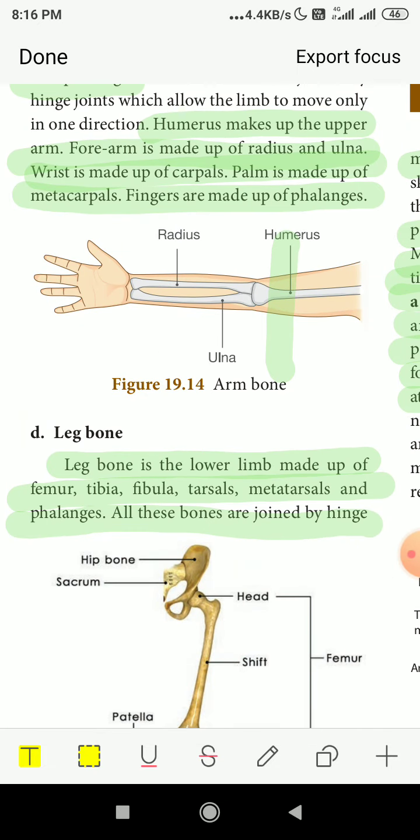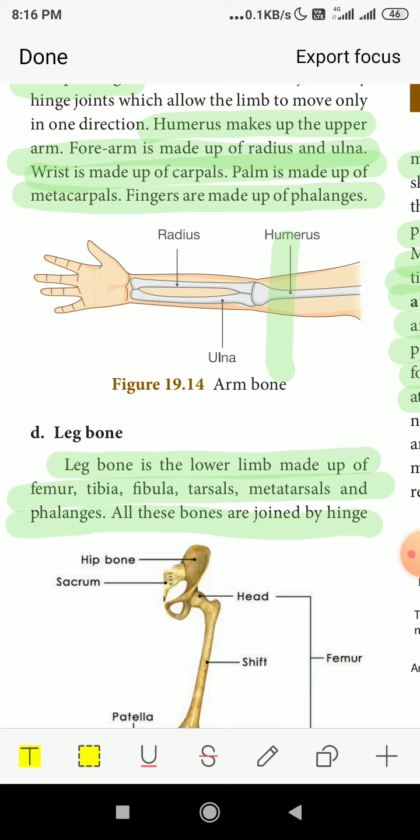So the leg bone is the lower limb, made up of femur, tibia and fibula. Tarsals are the ankles. Metatarsals are the foot part. Tarsals are like the wrist, the joint between the ankle and the leg. Metatarsals are the foot part, and the phalanges are the toes.